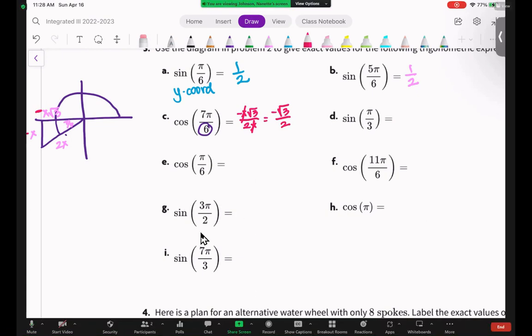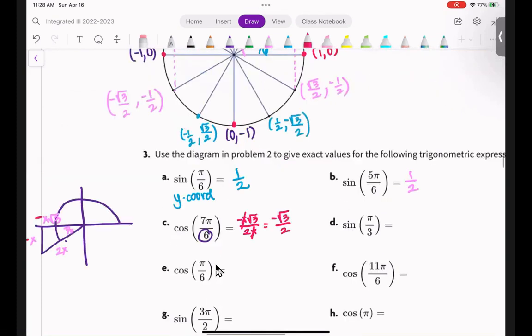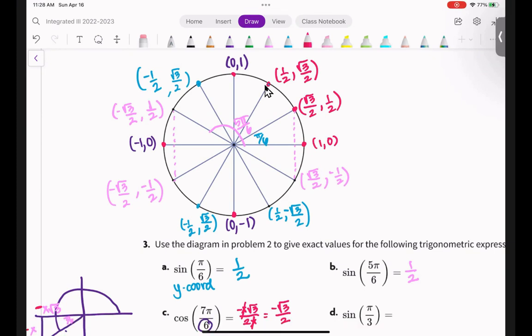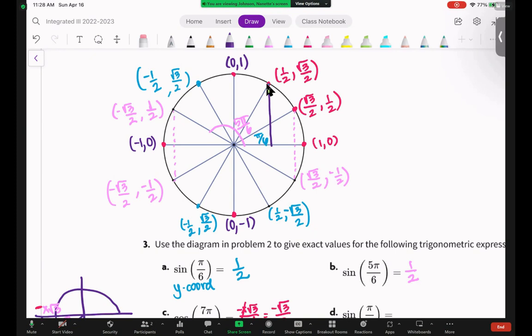Notice that 3 pi over 2 is going to be a little bit different, and 7 pi over 3 is going to be that. So let's do sine of 7 pi over 3 using our thing. So 7 pi over 3, remember, it's this guy. Remember, this triangle here was pi over 3. So you're going to go pi over 3, 2 pi over 3, 3 pi over 3, 4 pi over 3, 5 pi over 3, 6 pi over 3, and then this is 7 pi over 3. I'm just skipping one every single time. So this is where 7 pi over 3 is.